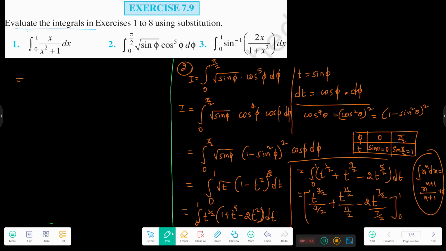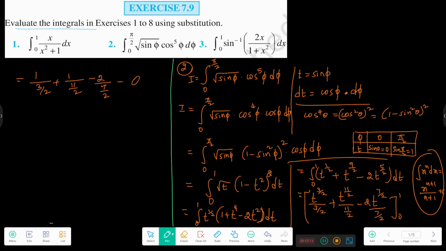Apply the limit first. When you apply 1, 1 power anything, 1 power 3 by 2, is 1 only. So not an issue. So 1 divided by 3 by 2 plus 1 divided by 11 divided by 2, minus 2 into 1 only, divided by 7 by 2, minus the lower limit. 0 by anything is 0, so when you apply 0 you get nothing.